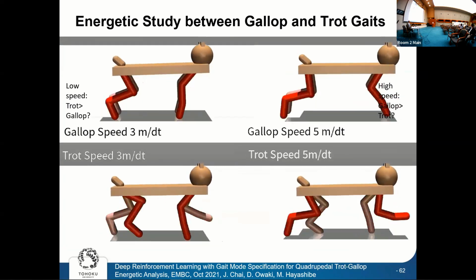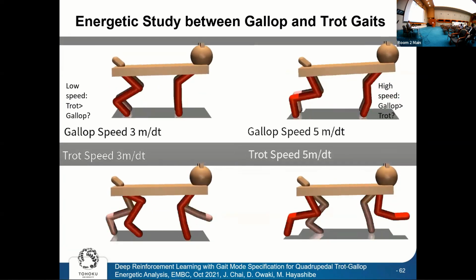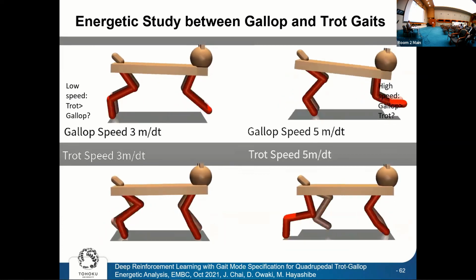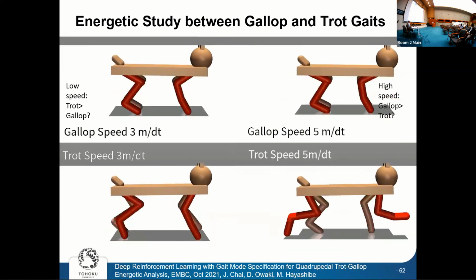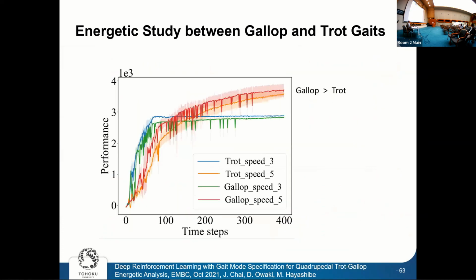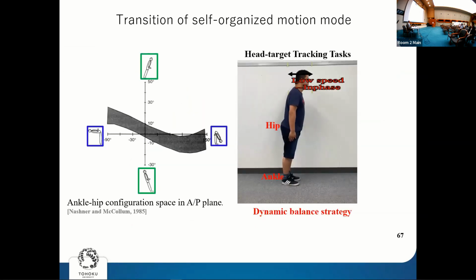Yeah, and we change the speed of the gait, and we check which synergy mode is efficient for different speeds. It is still not fully studied, and we are still doing the work, but it was interesting to confirm that for higher speed, gallop was more efficient than trot, and for lower speed, trot was more efficient than gallop. So it's the same as animal horse motions.